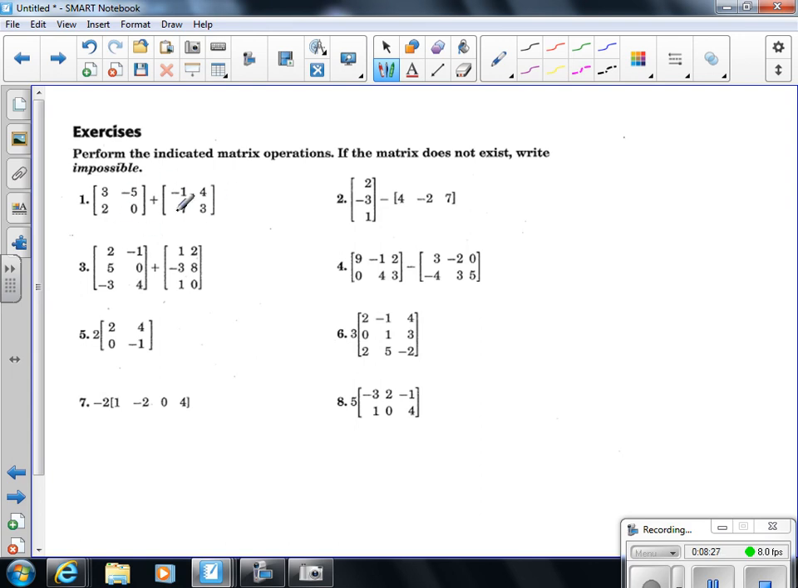Can we add these? Okay, this is a 2 by 2, this is a 2 by 2, so we can. And what are they going to be equal to? Well, a 3 and a negative 1 is negative 5 and 4, 2 and 7, and 0 and 3. Okay, so that's your solution. Can I subtract those two? Nope, so this one would be impossible.